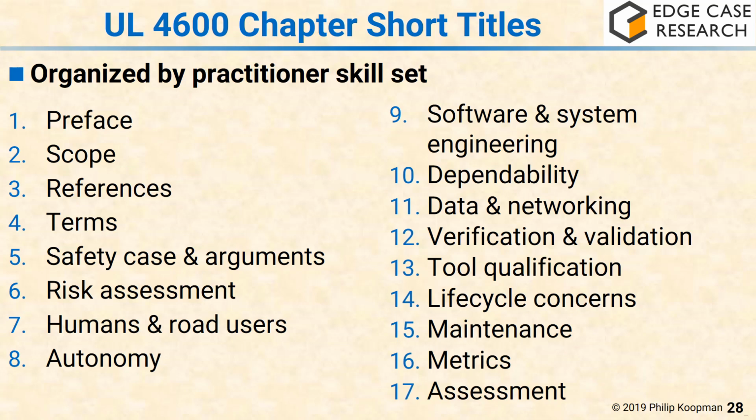There's a list of titles to give you an idea. This is an organization I mentioned earlier. It's more based on skill set than anything else, but it has risk assessment and humans and autonomy and classical software and system engineering, dependability, data, tool qualification, and so on.